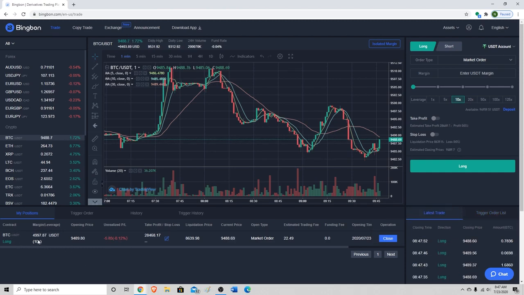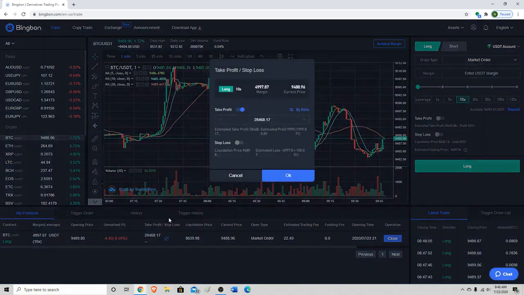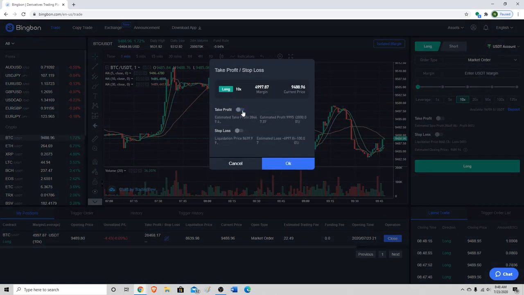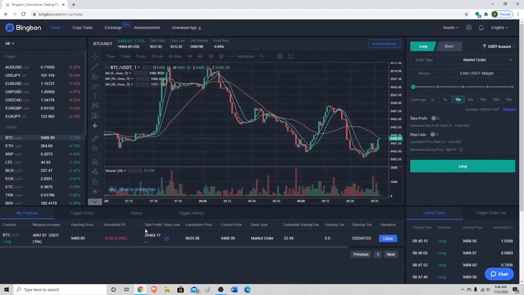My margin is almost 5,000 at 10x leverage, so it makes it a $50,000 position. My opening price here, unrealized profit and loss. My take profit and loss, it automatically populates a random take profit for you, but I can change that here if I didn't already set it here. So before you even enter the trade, you can set your limits.